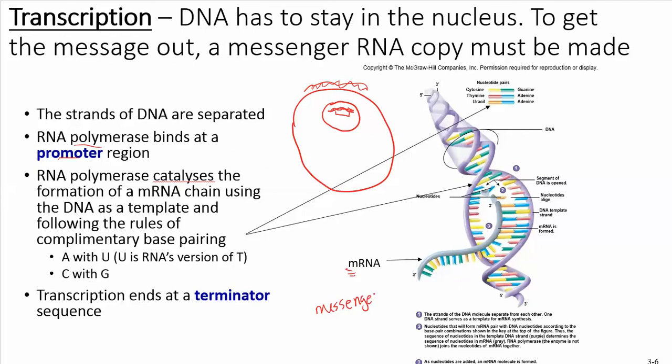Okay. So we've got a couple of terms here. First of all, transcription, and you're going to have to know what transcription is. It's going to be a test question. And the easy answer is to say, well, transcription is where messenger RNA is made. A messenger RNA copy is made.